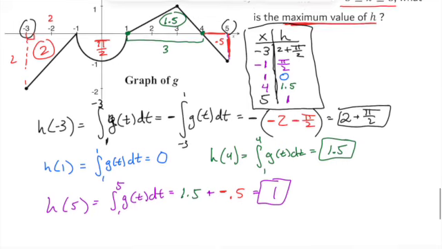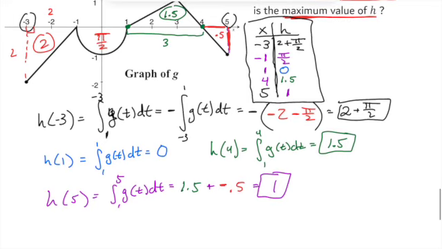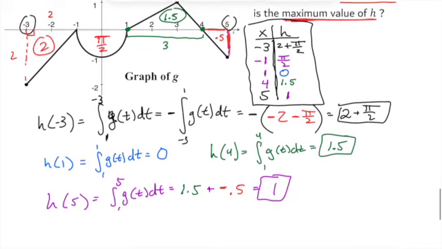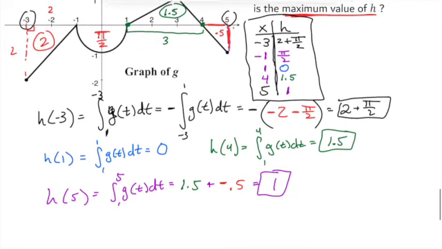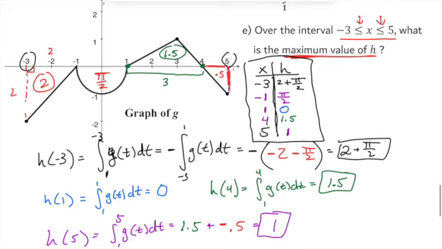And finally, just make sure to actually answer the question. Don't expect the graders to infer from all this beautiful work you did. Just make it clear. And also read the question carefully. Sometimes they will say, at what x value does it have the maximum or minimum? And in this case, it says, what is the maximum value of h? So looking at these y values, these are the values. The maximum one is 2 plus pi over 2.